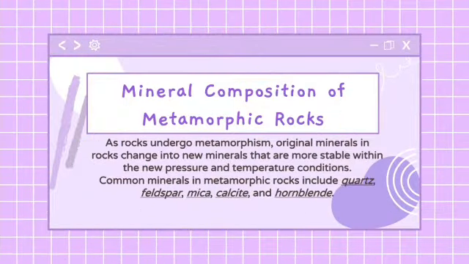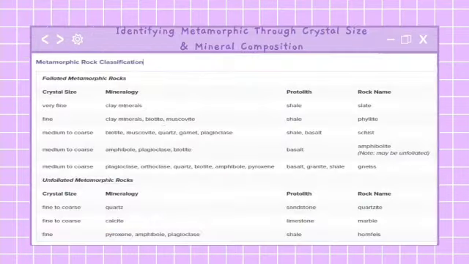Now let's go to the mineral composition of metamorphic rocks. As rocks undergo metamorphism, original minerals in rocks change into new minerals that are more stable within the new pressure and temperature conditions. Common minerals in metamorphic rocks include quartz, feldspar, mica, calcite, and hornblende. To identify metamorphic rocks through crystal size and mineral composition.